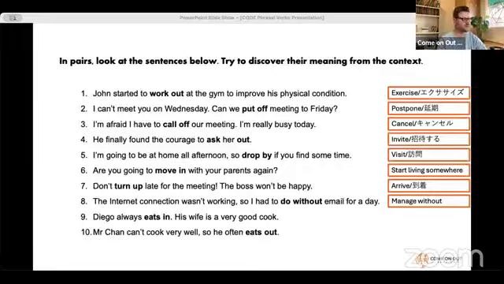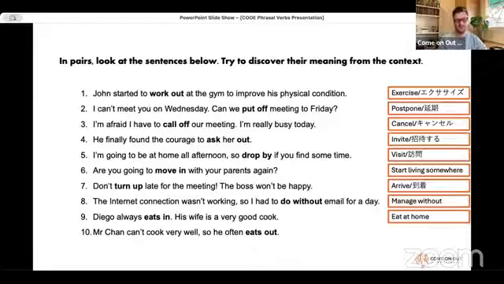So it means very simply, eat in means that you eat at home. You cook a meal and you eat at home. And the opposite of that is eat out, which means you eat at a restaurant. Okay, so very easy and very simple to use.